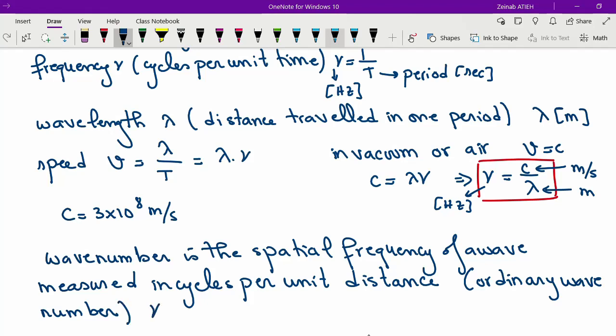It's usually given the symbol nu bar, or nu tilde. It can be written as I've written it up. This one is equal to 1 over lambda. Why do we give it this formula, 1 over lambda?